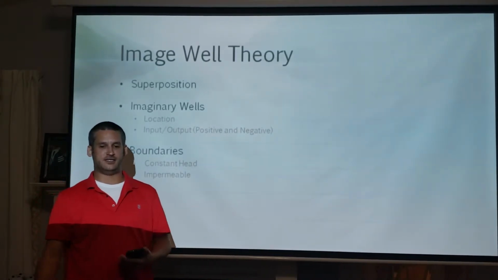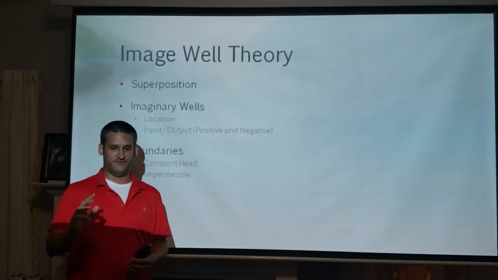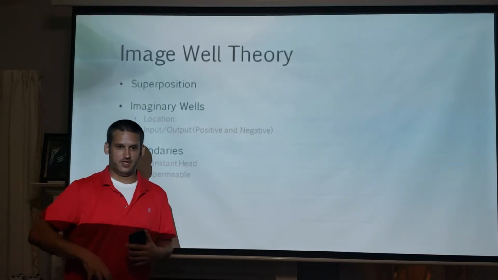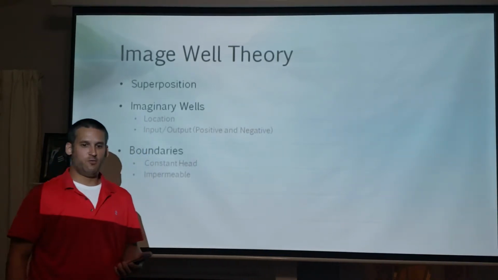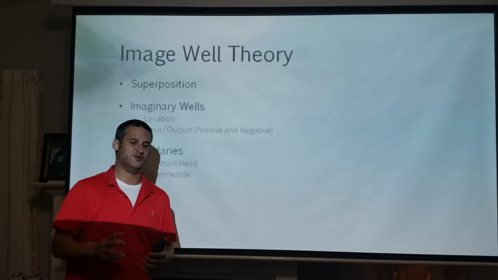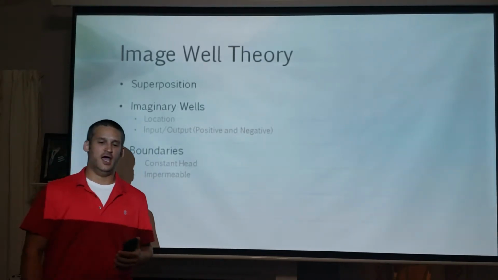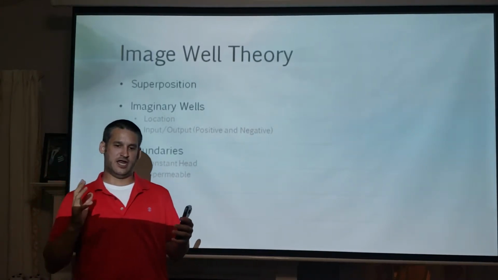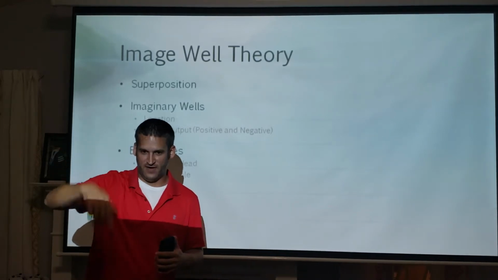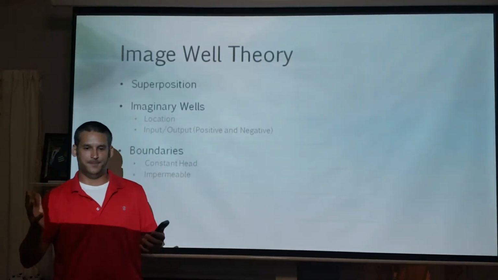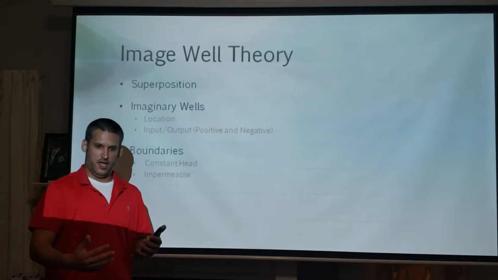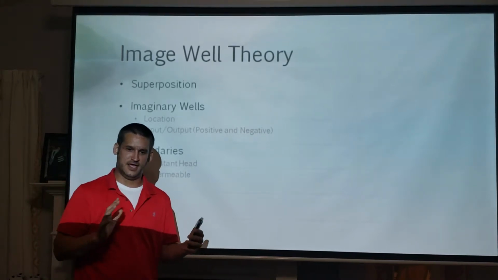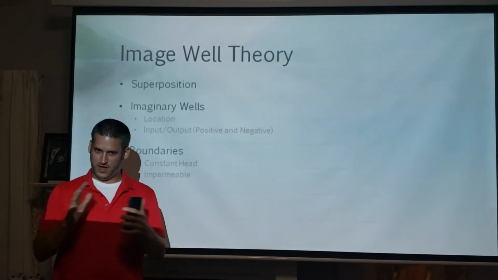Okay, moving on to image well theory. Image well theory has a basis in superposition. That's the first thing you need to grasp in image well theory. And then we're going to make some imaginary wells. They don't exist in real life, but we're going to pretend like they do. We're going to learn how to locate them, where to put them. You can have an input well, a providing well, or an output well. We'll talk about how imaginary wells can go either way on that, and then we'll talk about the two different boundaries that basically separate the ways you can do superposition.